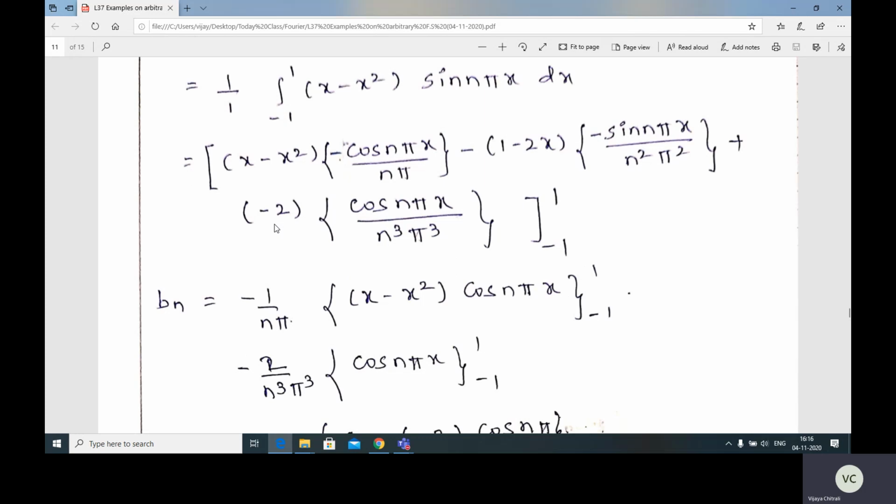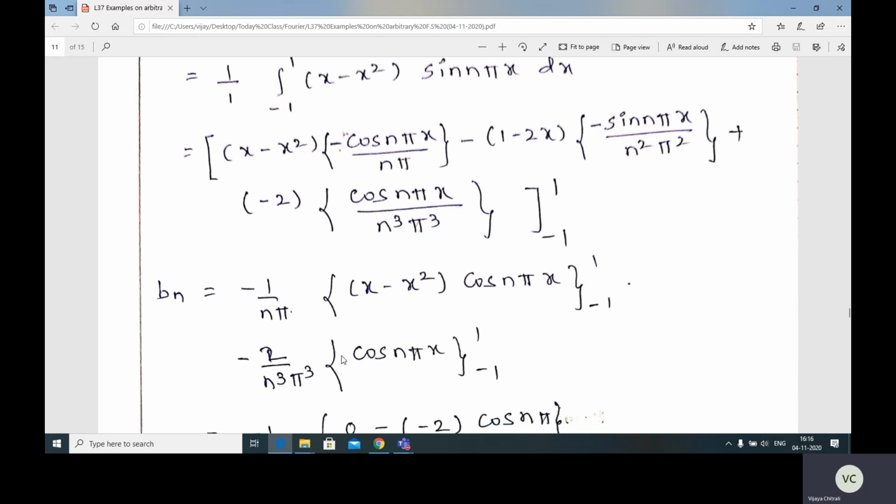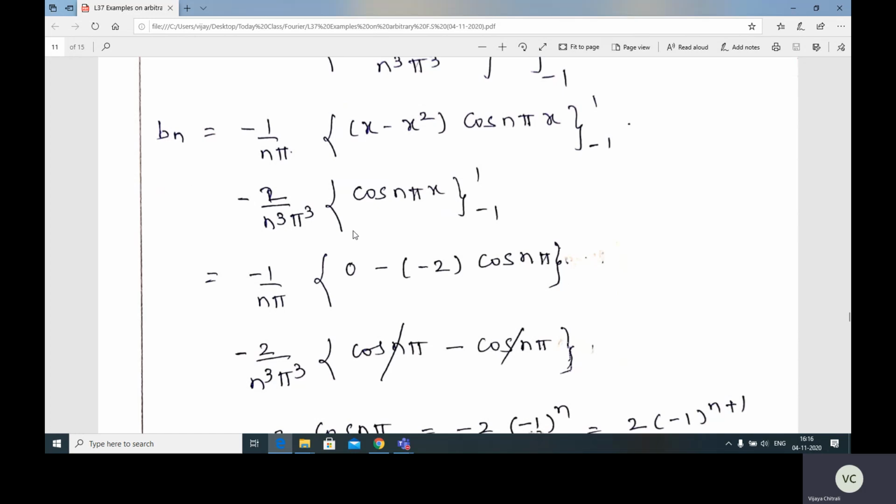So here also I'll take advantage of this sine function. In place of x, substitute 1, sine n pi is 0, and substitute minus 1, minus sine n pi. So that is also 0. Both are 0. Now for this function, upper and lower limit both are 0. So for these two you need to substitute limits. Minus 1 upon n pi, x minus x square, cos n pi x from minus 1 to plus 1, minus 2 divided by n cube pi cube, cos n pi x from minus 1 to plus 1.